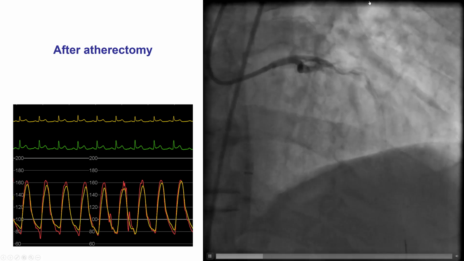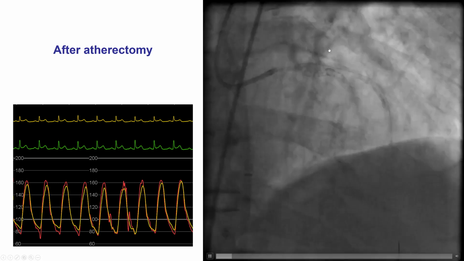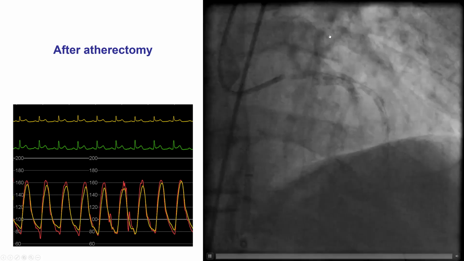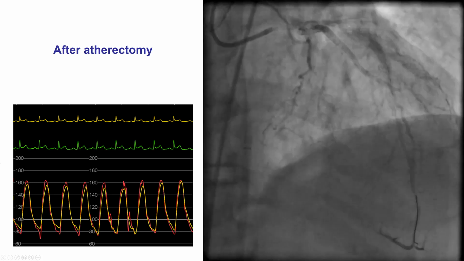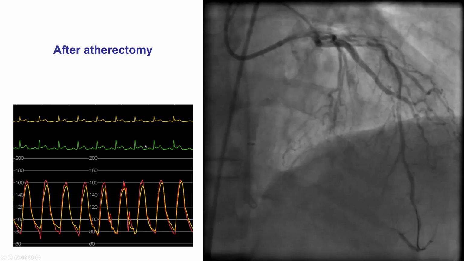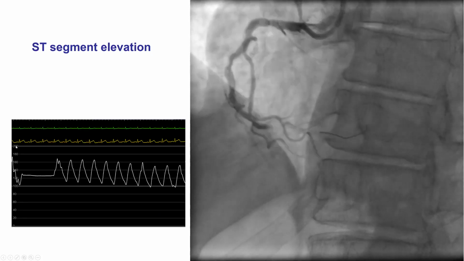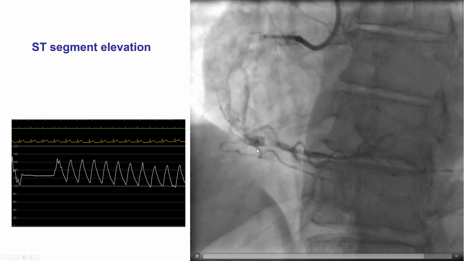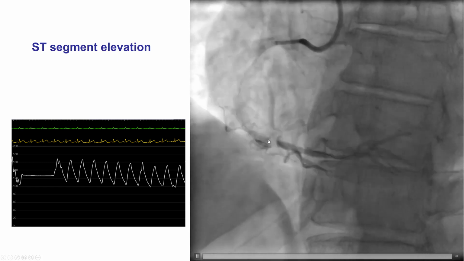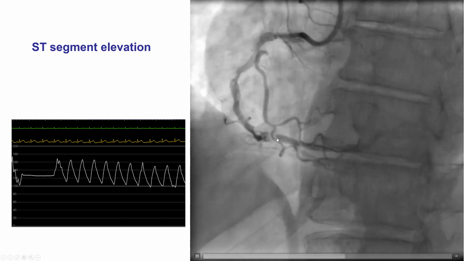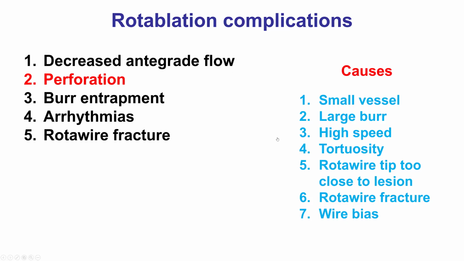This is an example of dissection after atherectomy of a heavily calcified LAD. There is a hazy filling defect in the LAD. There is also ST segment elevation on the EKG. This is another example, a patient who had atherectomy of a calcified right coronary artery. There is a dissection in the distal right coronary artery that resolves after placing stents.